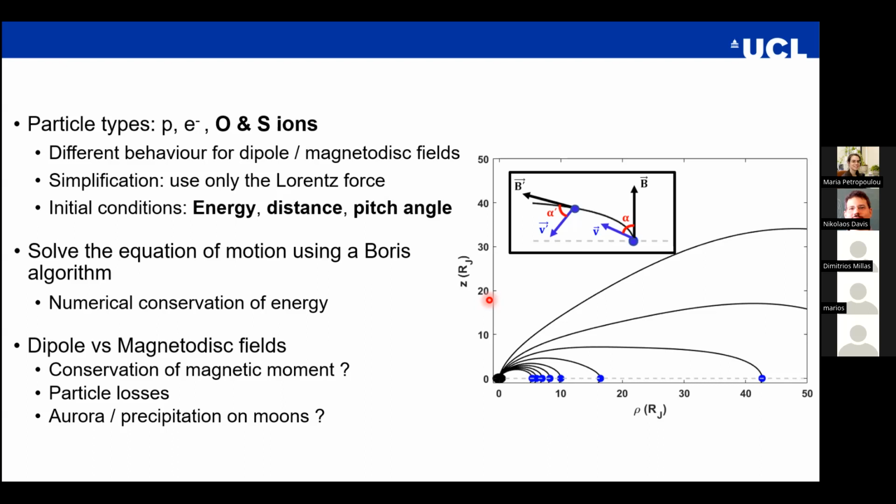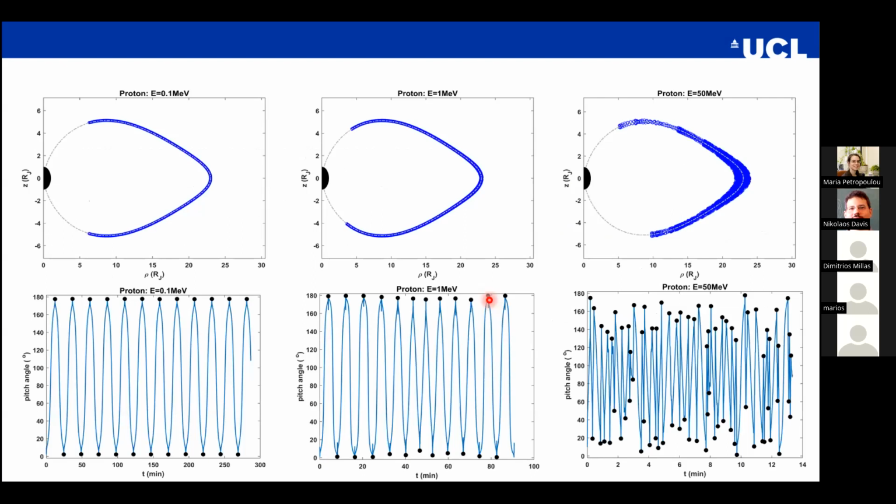These results are very interesting for people doing auroral studies or particle precipitation in different moons. So what we found, let's say for a proton, is that if you have a very cold proton, a proton with very low kinetic energy, the motion is as you would expect in the magnetic field of the Earth. The particle will just bounce happily back and forth in the magnetosphere, and the pitch angle as a function of time will just be a periodic function with the same value every time that the particle crosses the equatorial plane.